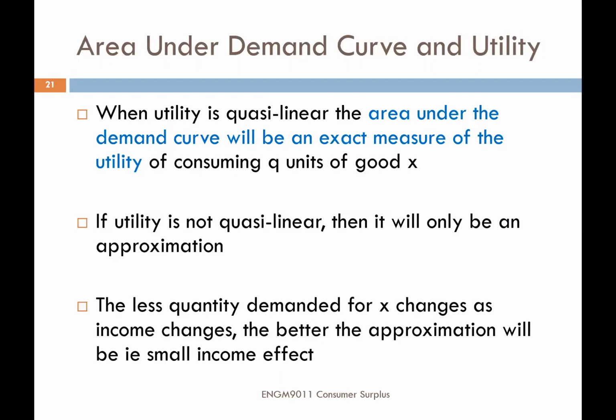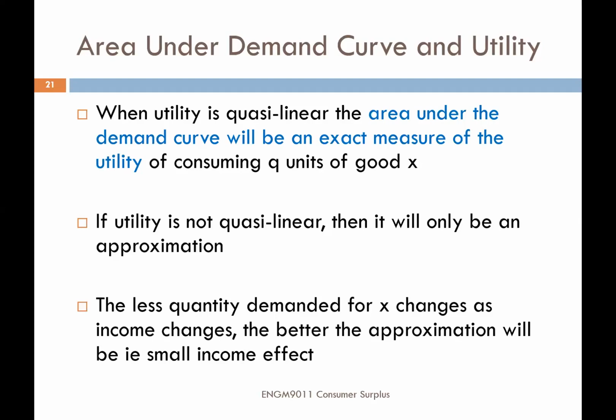That is, most goods do depend upon income, right, at least to a small extent. So when income goes up, we do change the quantity demanded for the good. So utility is not quasi-linear. So when utility is not quasi-linear, then it's not going to be an exact measure. The area underneath the demand curve is not going to be an exact measure of the total utility of consuming that many units of X, but it'll be an approximation. So the question becomes, how good of an approximation is that? Right? Well, it'd be a better approximation, right? The smaller the change in X is from a change in income.